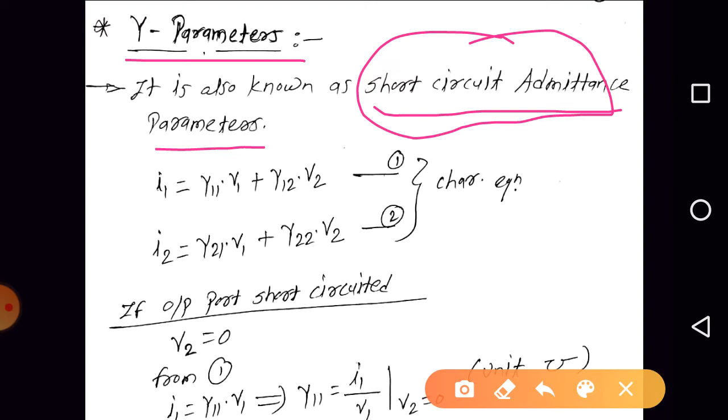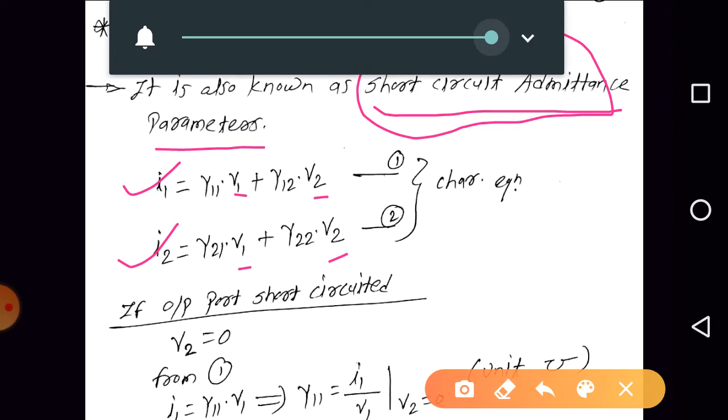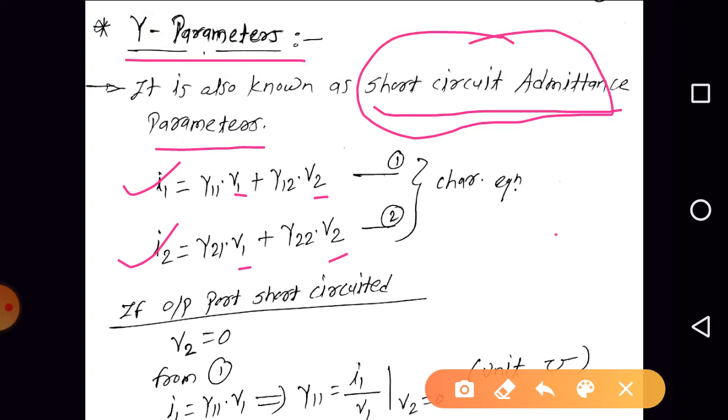Why it is known as the short circuit admittance parameters, we are going to discuss. As we know, the Z parameter gives the expression for V1, V2 in terms of I1, I2. Similarly, the Y parameter gives the expression for I1, I2 in terms of V1, V2. So the characteristic equations of Y parameters are I1 is equal to Y11 V1 plus Y12 V2 and I2 is equal to Y21 V1 plus Y22 V2.